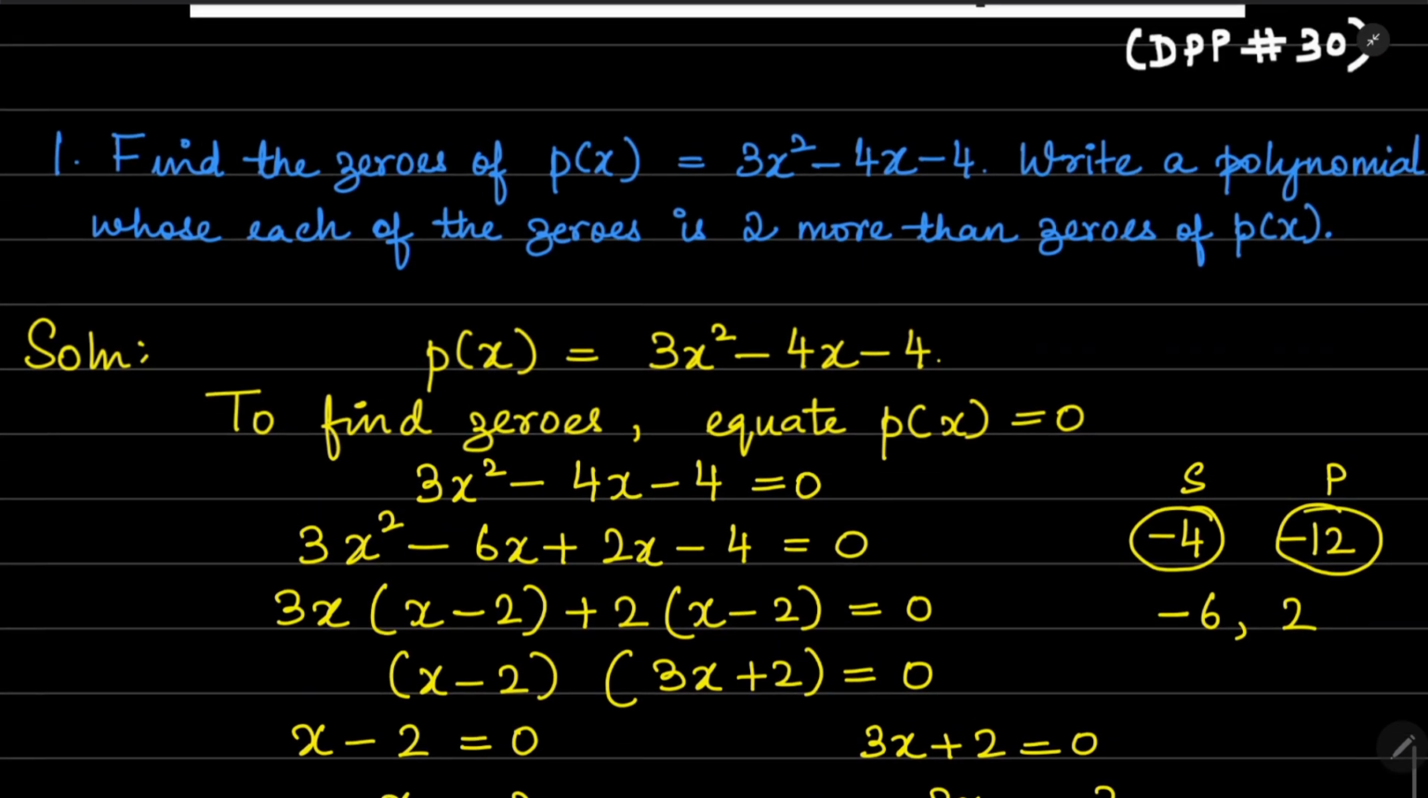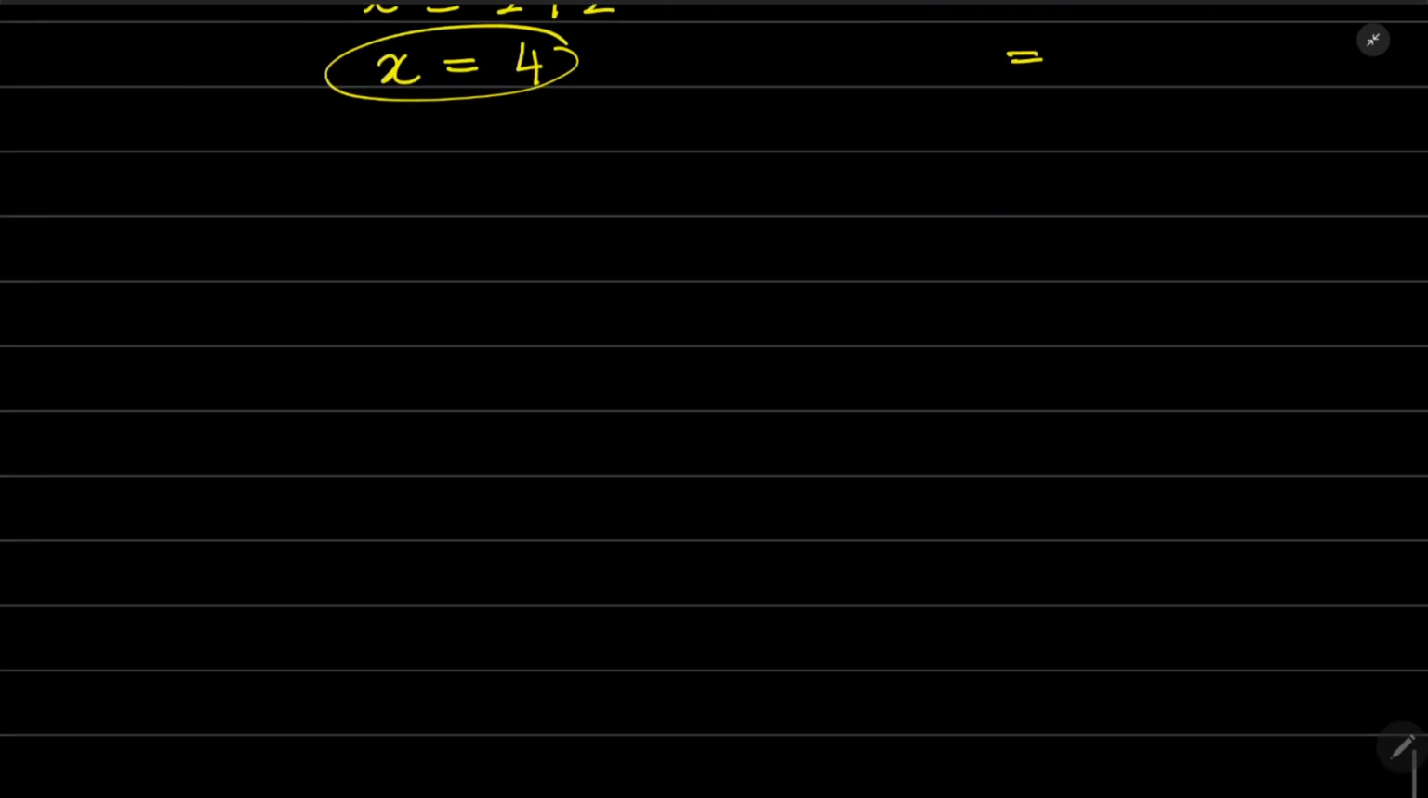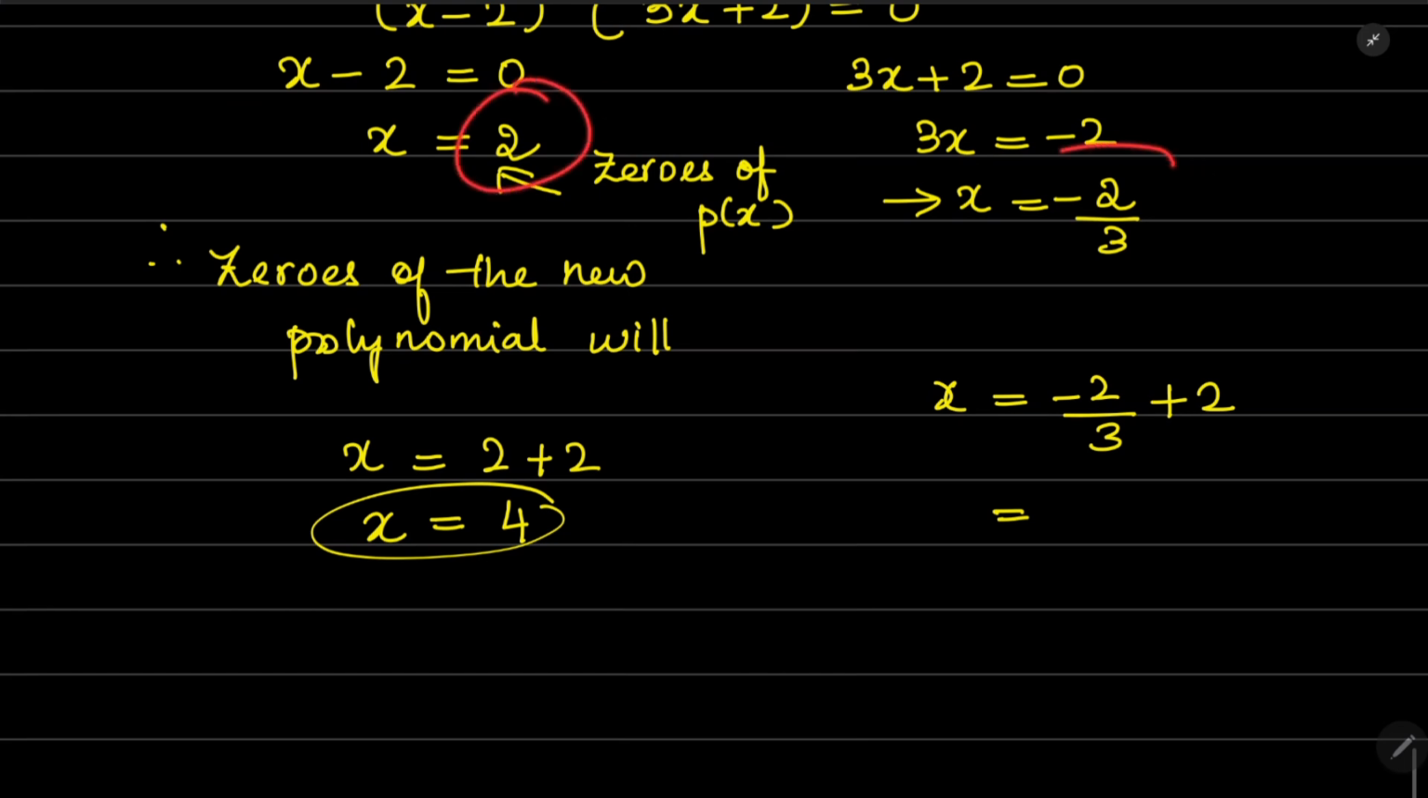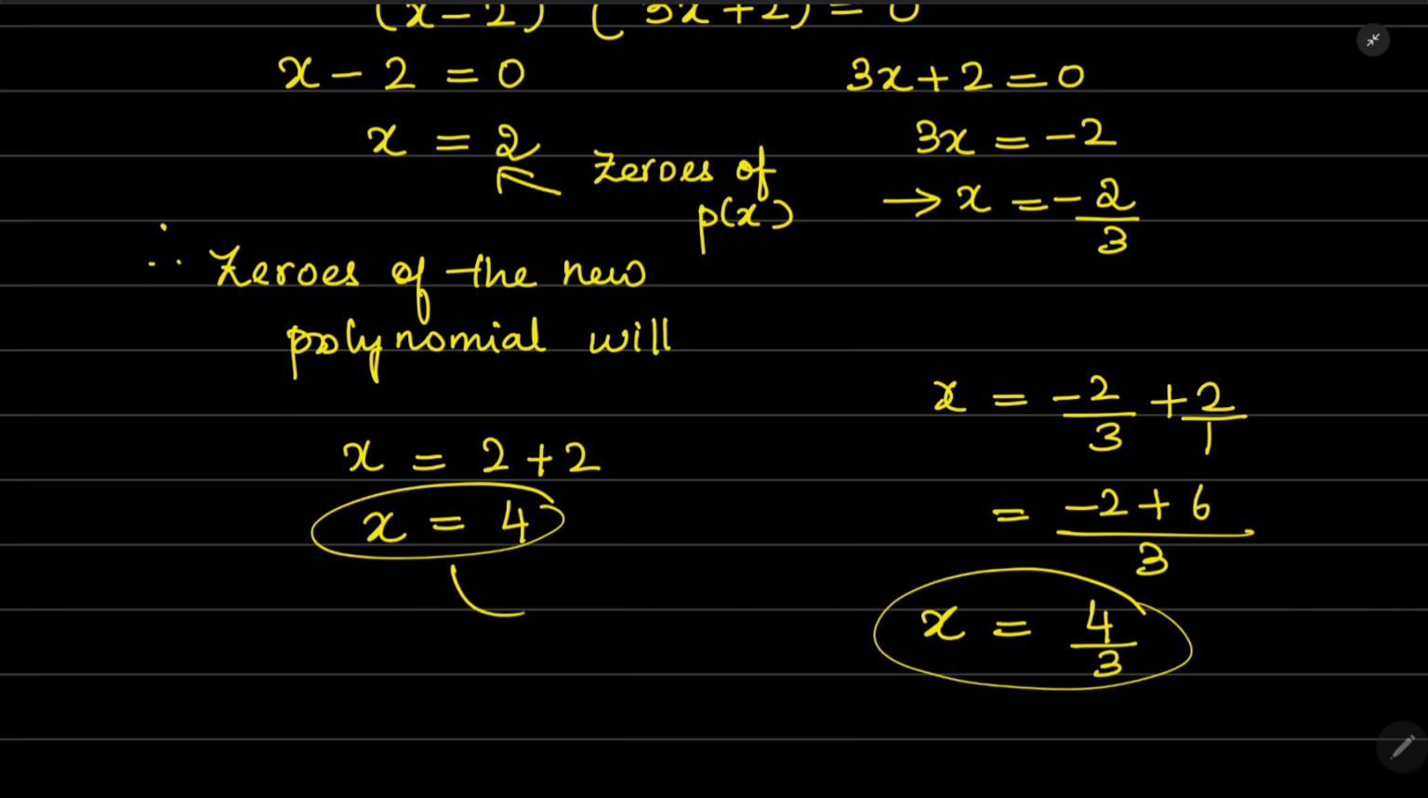I hope you understood. Whose each of the zeros is 2 more than the zeros of the polynomial. 2 more than the zeros means you have to add 2 to both of these zeros. So minus 2 by 3 plus 2. LCM is 3. So it's minus 2 and then plus 3 2s are 6. So what is 6 minus 2? It is 4 by 3. So x equal to 4 and x equal to 4 by 3. These are the zeros of the new or the required polynomial.